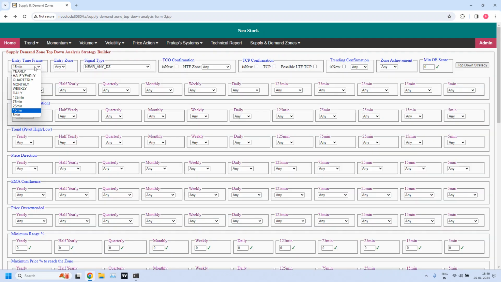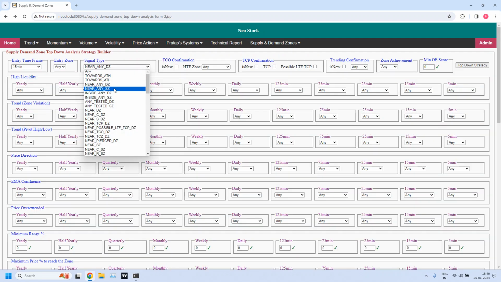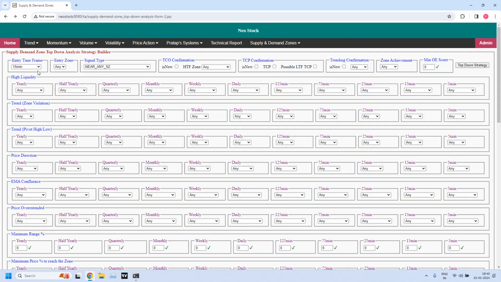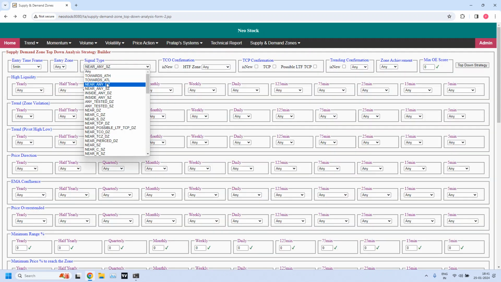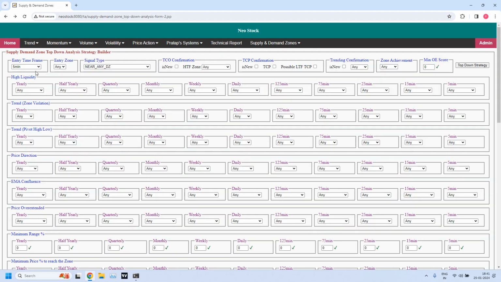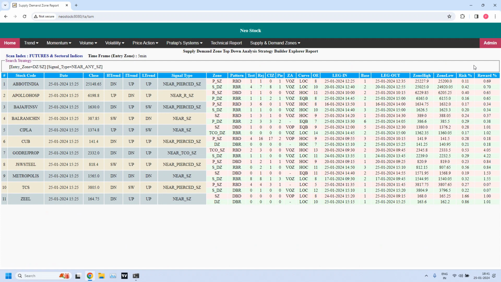So let me go back. 15 minutes time frame. Let us find the stocks near 15 minutes supply zone. These 8 stocks are near 15 minutes supply zone. Let me go back. Change the time frame to 5 minutes. Let us find the stocks near 5 minutes demand zone. These 6 stocks are filtered. So let me go back. Now 5 minutes time frame. Let me find the stocks near 5 minutes supply zone. These 11 stocks are filtered, which are near to the 5 minutes supply zone.